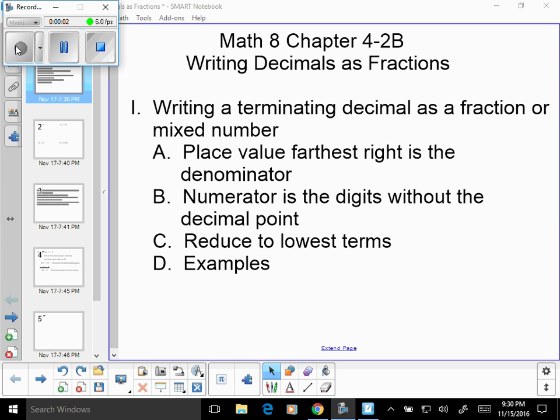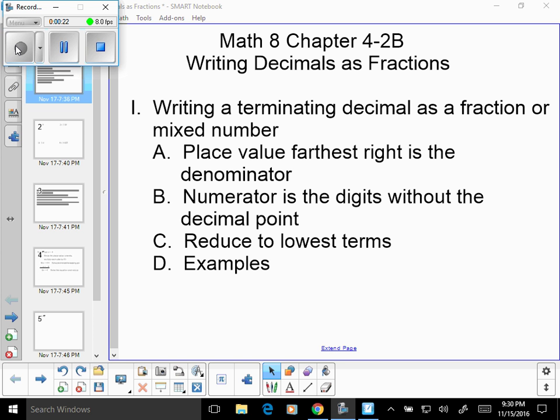Hello again. We're going to move on to Chapter 4-2b, writing decimals as fractions. This first part is review. We have written terminating decimals as a fraction or a mixed number in the past. What's going to be different this year is you're going to be having to put negative signs in at times.